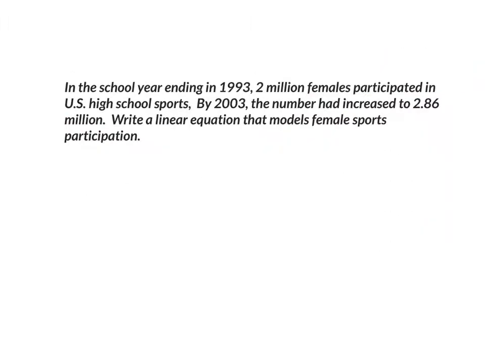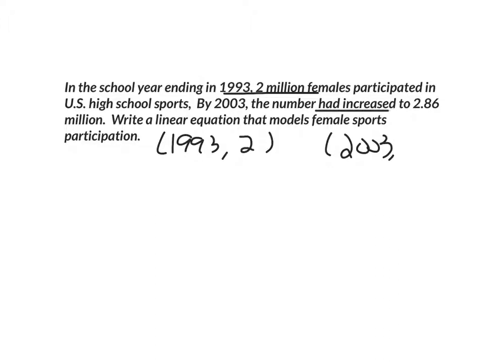One more slide. Okay, in the school year beginning in 1993, 2 million females participated in high school sports. That's our first point. I'm going to go ahead and write that. In 1993, there were 2 million. Let's just keep it like this. Remember, it's in millions. And in 2003, the number had increased to 2.86 million. So let's keep it like that. Remember, these are millions. Write a linear equation that models female sports participation. So there's my 2 points again.